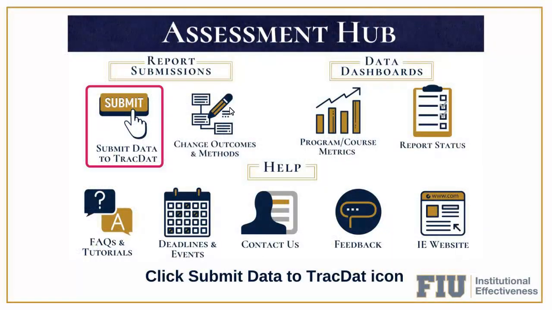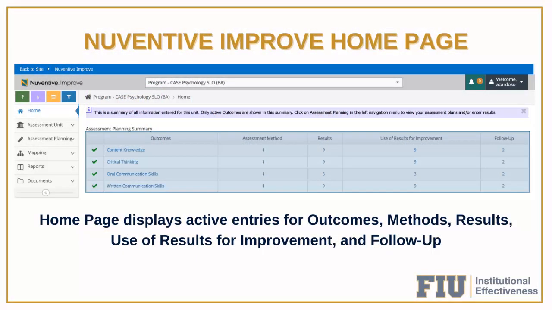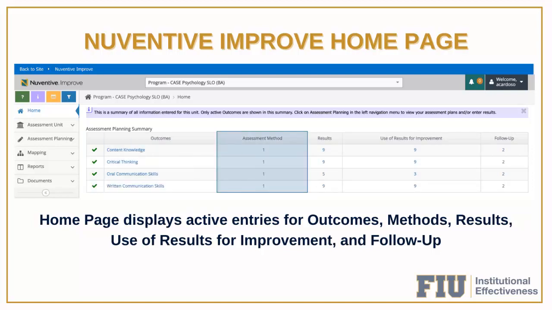Upon entering the Assessment Hub, click on the Submit Data to TracDat icon to enter Nuventive Improve. The homepage shows a table of active entries for outcomes, methods, results, use of results for improvement, and follow-ups. Clicking on one of the number links will take you to its section. Go to the next video in this series to learn more.